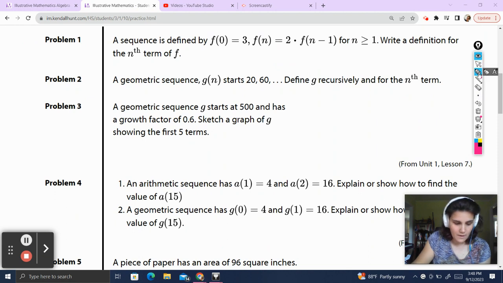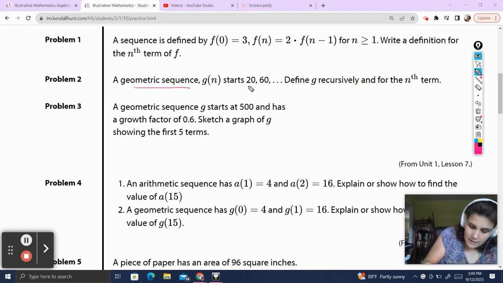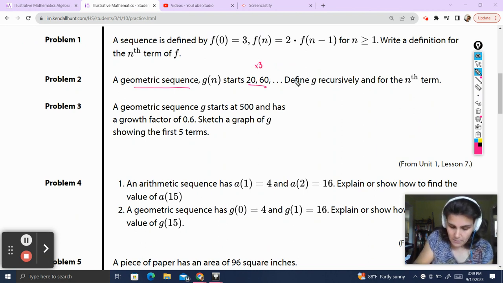Take a second to pause this video if you need to go over it again before moving on to question 2. Problem 2. A geometric sequence starts 20, 60, ... So because it's geometric, we know we're multiplying each term by something. To get from 20 to 60, I'm multiplying by 3. So I'm just writing that down immediately. Define g recursively and for the nth term. So recursively means we're defining it by the previous term.